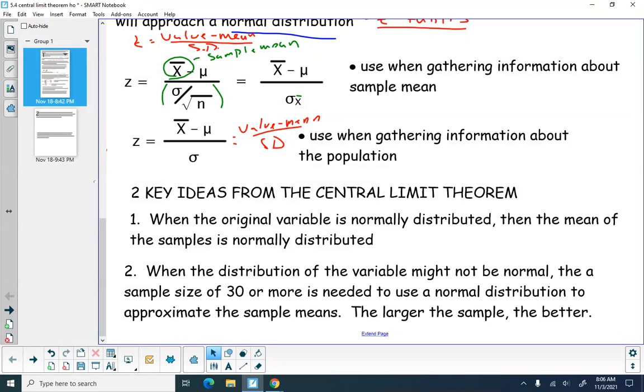When the original variable is normally distributed, then the mean of the sample means will be normal. And when the distribution of a variable might not be normal, a sample size of 30 or more is needed to use a normal distribution to approximate the sample means. The larger the sample, the better. Law of large numbers, once again, reflects into this.